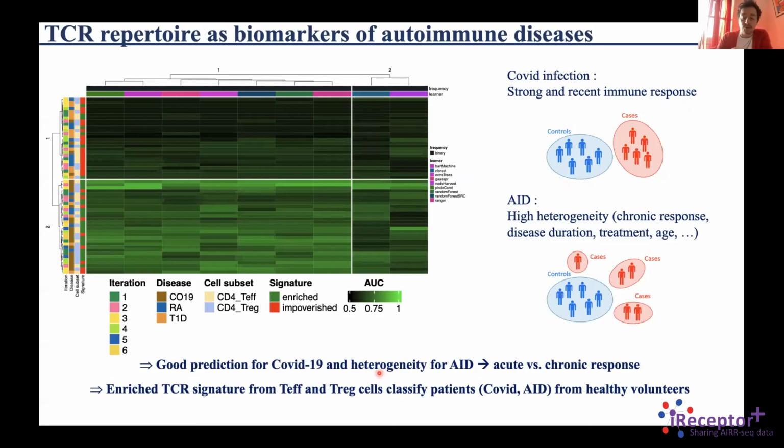We have heterogeneity for the autoimmune disease, with some iterations with a good prediction. And maybe for the autoimmune disease it is due to the chronic response and the heterogeneity within all groups due to the disease duration, the different treatments, and the age of the patients. But overall, we have this enriched TCR signature from effector T cell and regulatory T cell, both, that allows us to classify the COVID and the autoimmune disease from healthy volunteers.